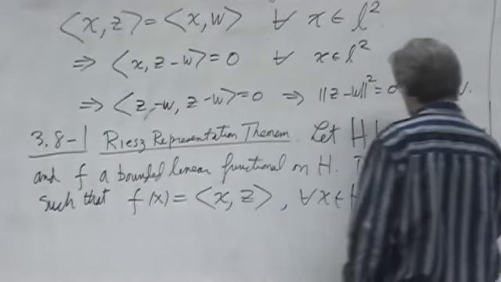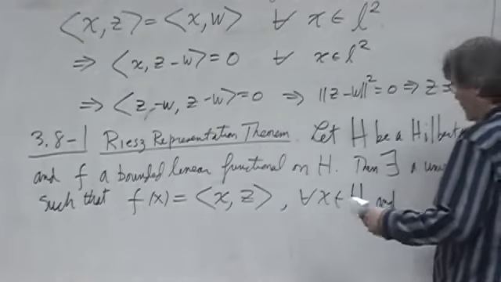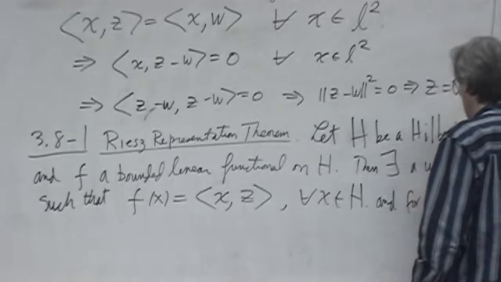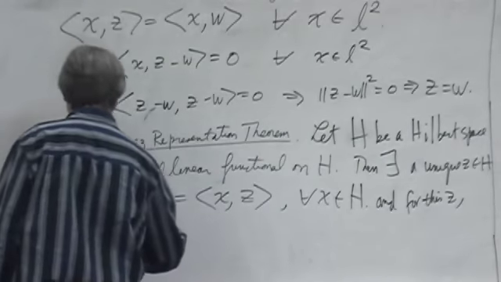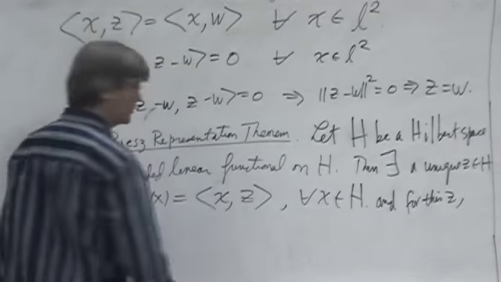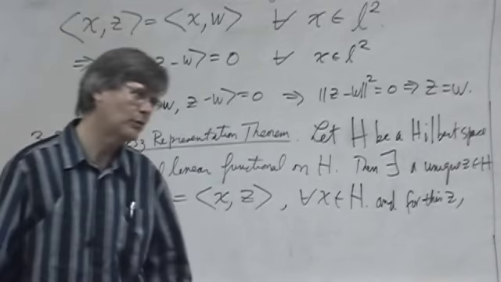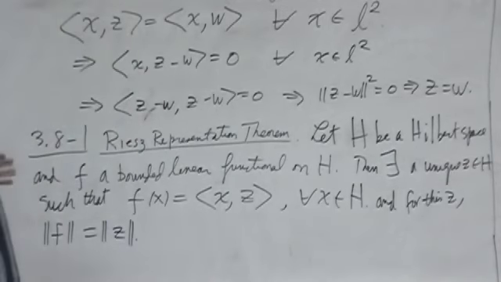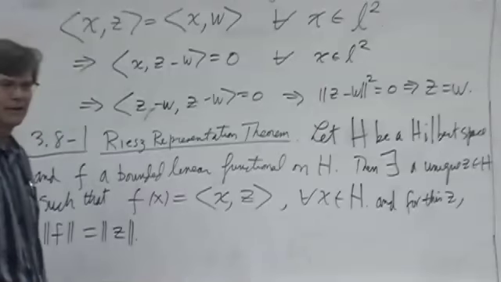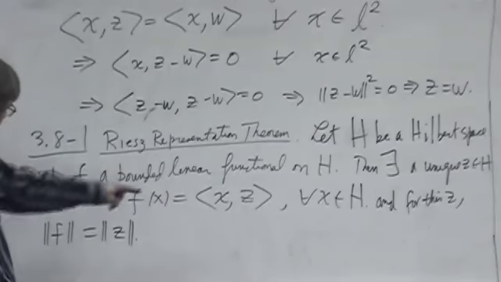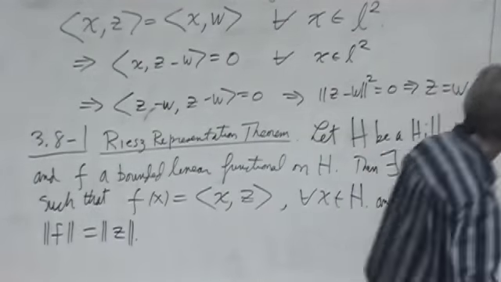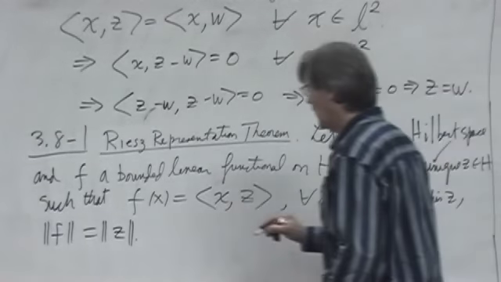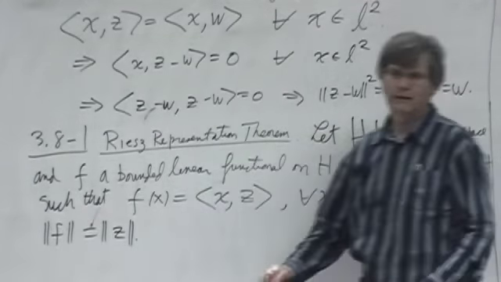And for this z, the norm of f is equal to the norm of z. So the z that I choose would have to be such that the norm of z was equal to the norm of f. That's necessary, but we've already established that whenever you have this representation. And the uniqueness we've already established. So I've checked this part, and this part I've checked already.